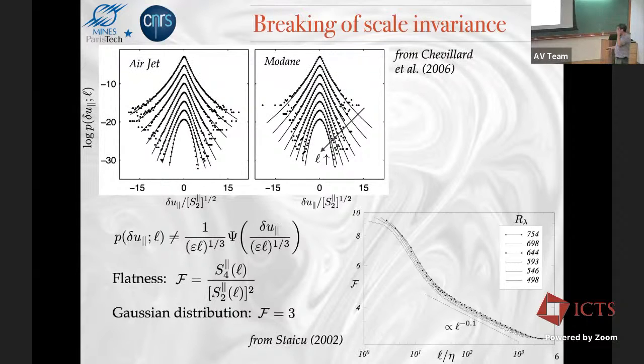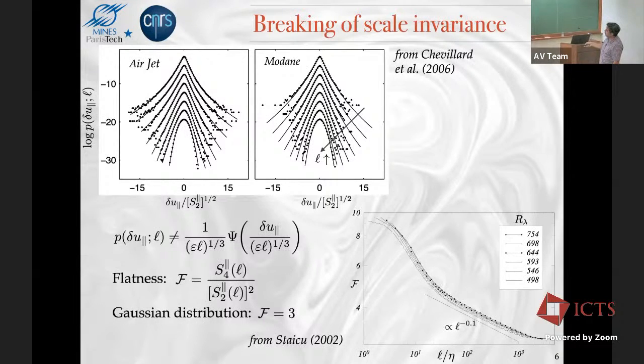This is the typical result you get for the flatness, and the flatness is a way to measure deviations from a Gaussian distribution. If you look at the flatness as a function of length scale, starting from large scale, at this point here, I don't know if you see it, it's 3. So you start from a flatness very close to 3, which means a distribution which is almost Gaussian. Then you decrease scale, and it goes like a power law up to scales of the order of the dissipative scale, where it saturates to a finite value.